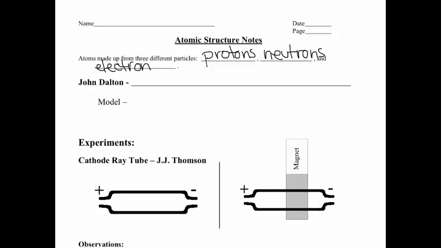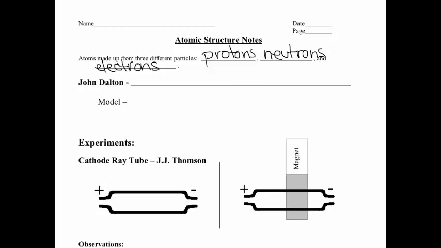We did not always know about these particles, nor are we going to get into what we now know about those particles, which is that they are also made of particles. We're not getting into that today, but we are going to talk about how we got to the point that we know that atoms are made of protons, neutrons, and electrons.